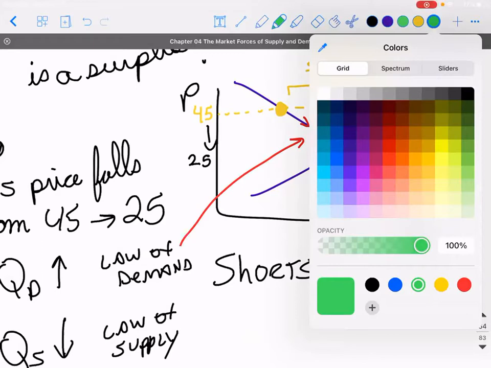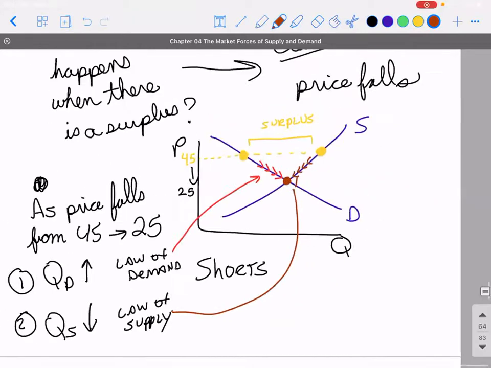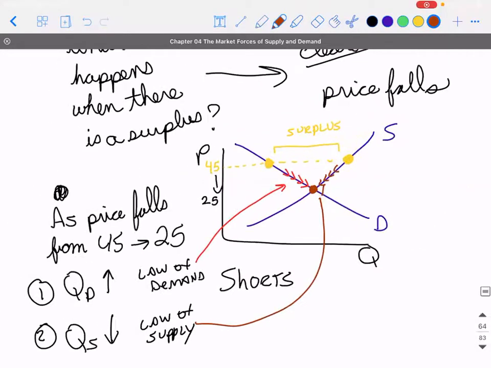All the great colors are kind of taken here, huh? I don't even know what that is. That there'll be a movement along the supply curve. And these things keep moving until, get right there. That right there is a beautiful part of a picture.